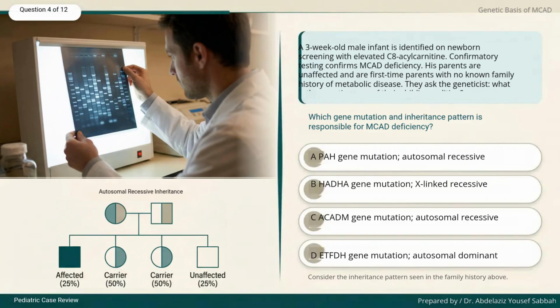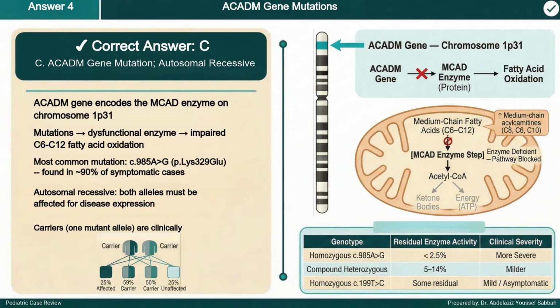Option D, electron transfer flavoprotein dehydrogenase gene mutation, autosomal dominant. The correct answer is option C, acyl coenzyme A dehydrogenase medium chain gene mutation with autosomal recessive inheritance. The gene is called ACADM and it is located on chromosome 1p31. Mutations in this gene produce a dysfunctional enzyme that cannot oxidize medium-chain fatty acids with 6 to 12 carbon chains.